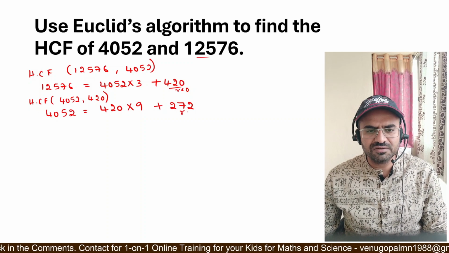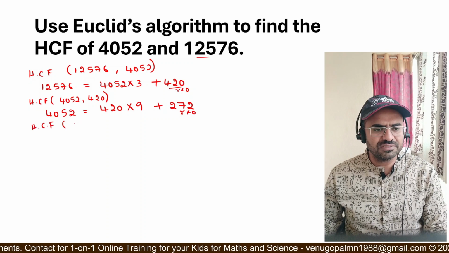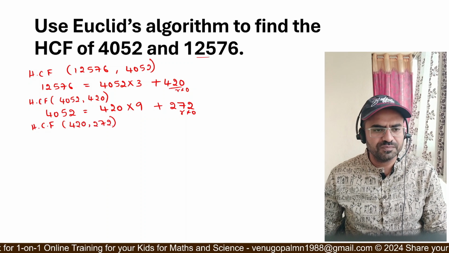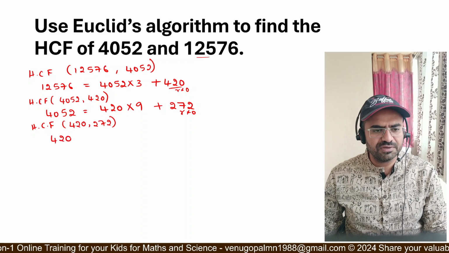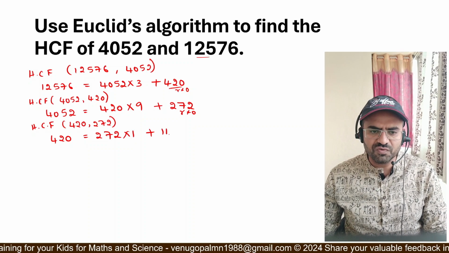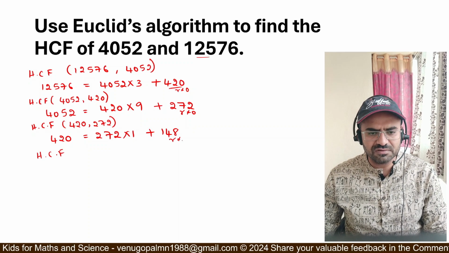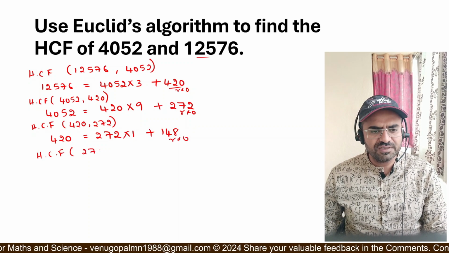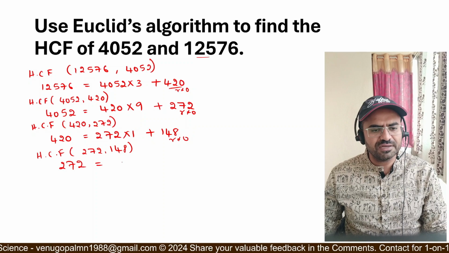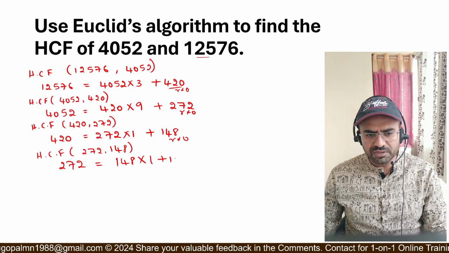And now again R is not equal to 0. We have to follow that Euclid division lemma one more time till we get remainder as 0. So HCF of 420 comma 272. Okay, so now 420 can be written as 272 into 1 plus the remainder 148. Again the remainder is not equal to 0. HCF of 272 comma 148. So 272 can be written as 148 into 1 plus 124.